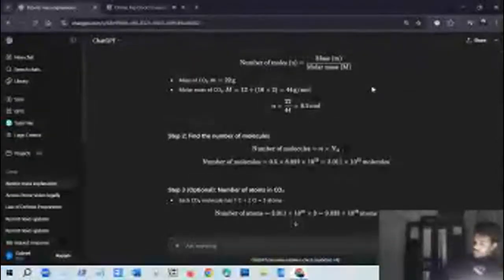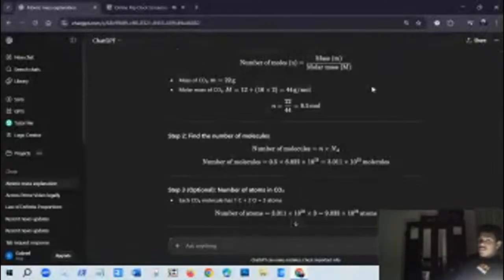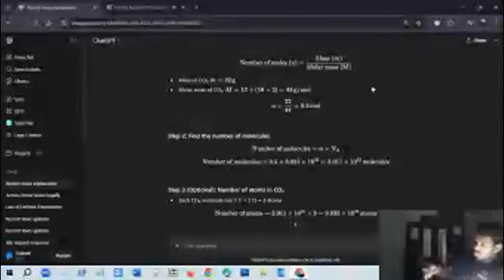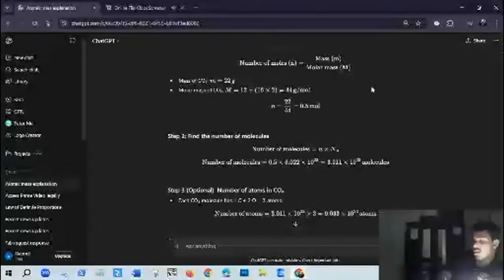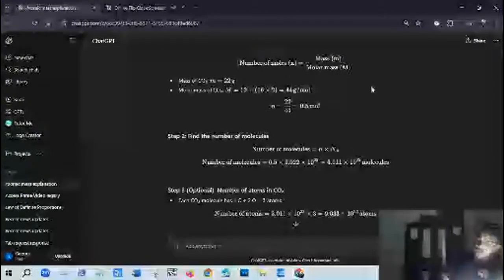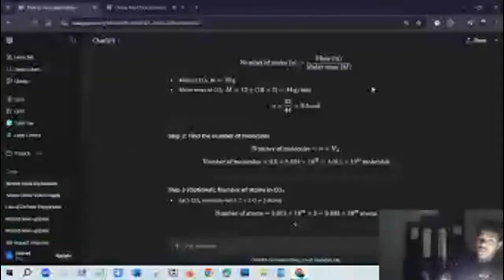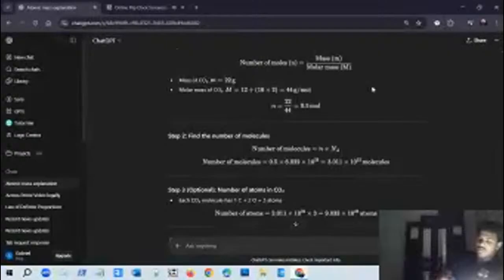Okay, now find the number of molecules. So now we use Avogadro's law. Number of atoms or number of molecules equals n into NA. Same thing, so this is n by NA.